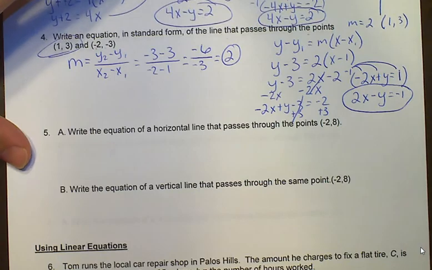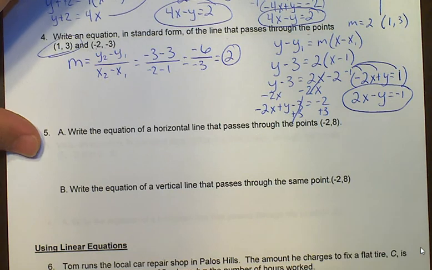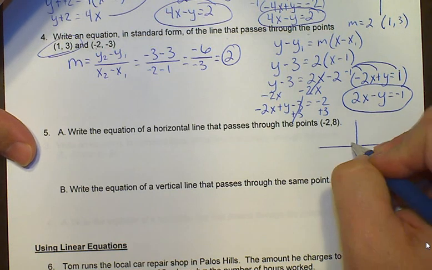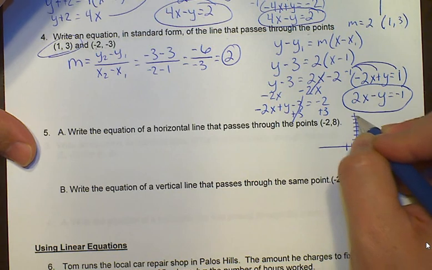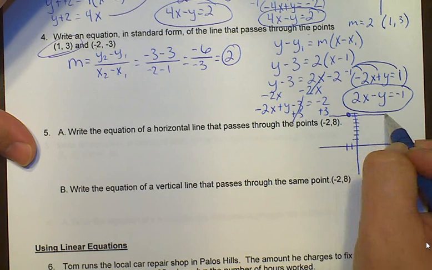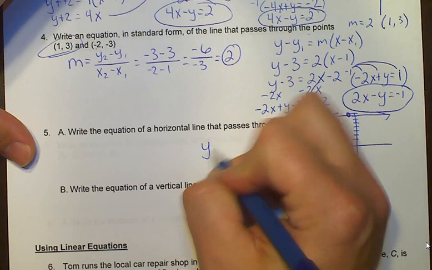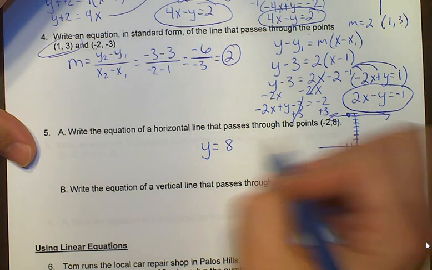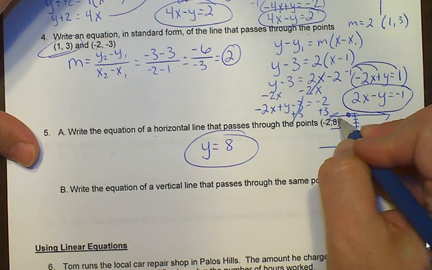All right, so 5, write the equation of a horizontal line that passes through the point negative 2, 8. All right, so let's see what that looks like. Draw a graph here. Negative 2, 8, 1, 2, 3, 4, 5, 6, 7, 8. Okay, so there's a point there, and I know that it's going to be a horizontal line. Okay, so how would you write that equation? A horizontal line is always y equals, and that goes through 8. Okay, so that's how I write my equation. If it's horizontal, it's y, and I just take that y point.